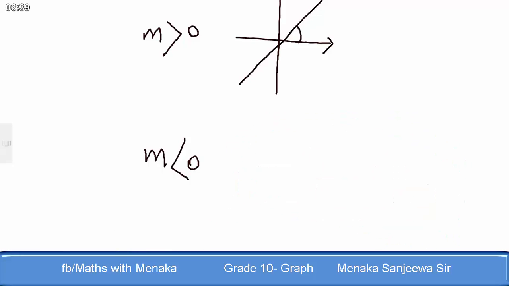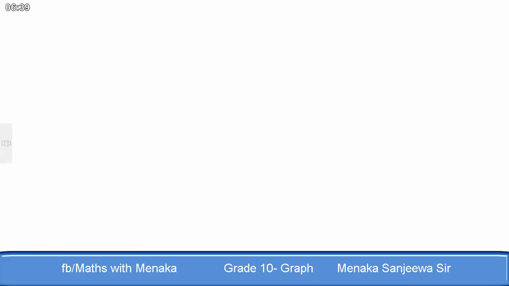So when the gradient is negative, the graph is going to the left hand side. This angle is an obtuse angle. We have done these things up to now. Okay, let's write a new topic today. Finding the equation.